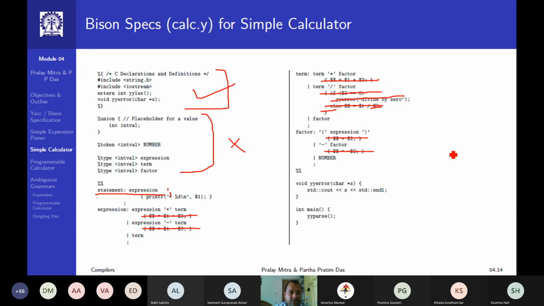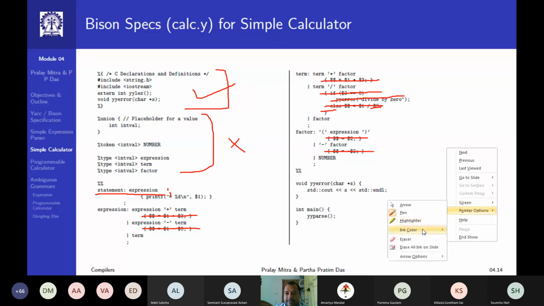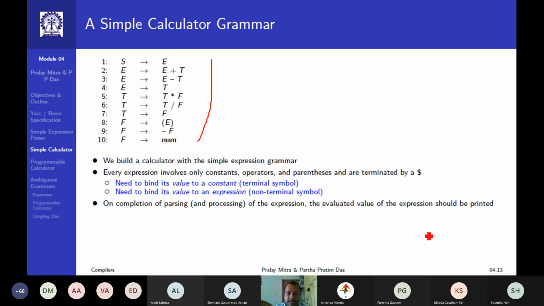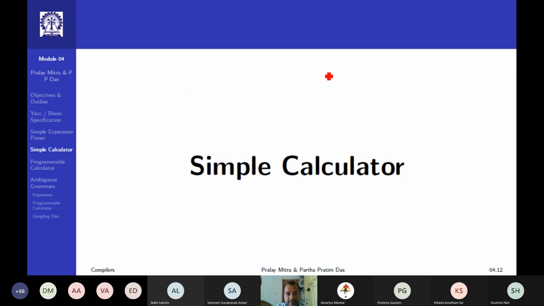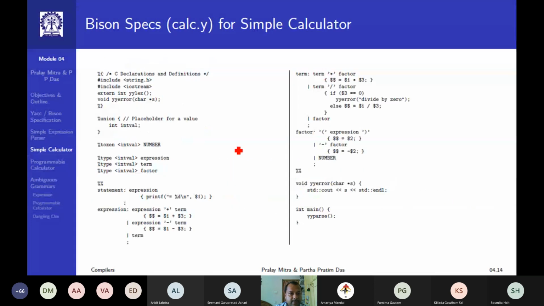Now what extra thing we have done is that, as I mentioned in the previous slide, non-terminal symbols like expressions are identified by type, and symbolized terminals are identified by token. I am going to that slide. Here, token is for number, and for expression, term, and factor, which are the non-terminals, we use type.